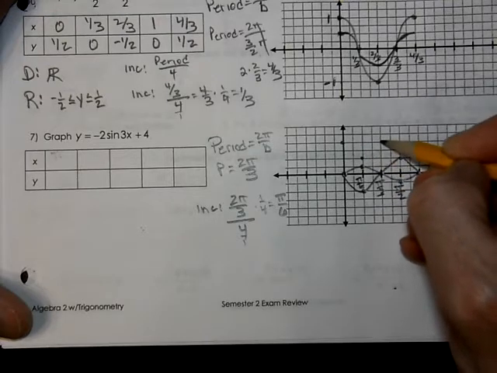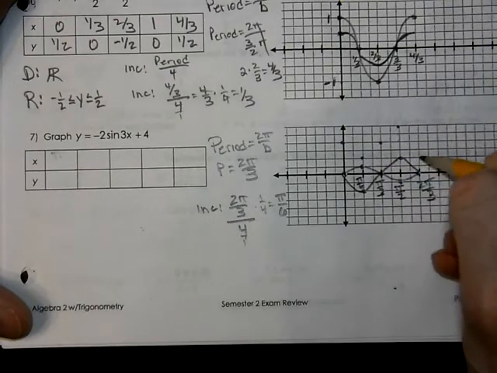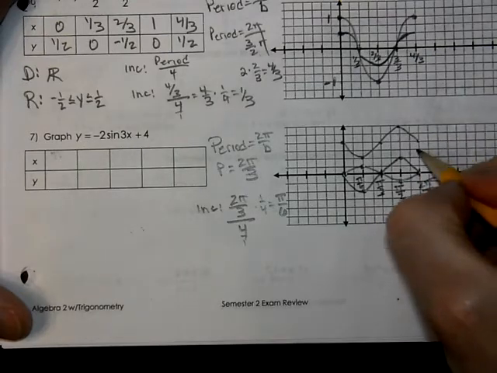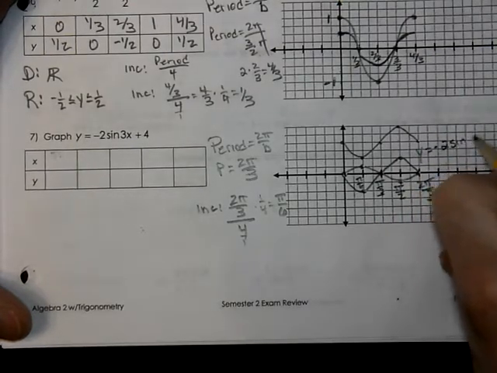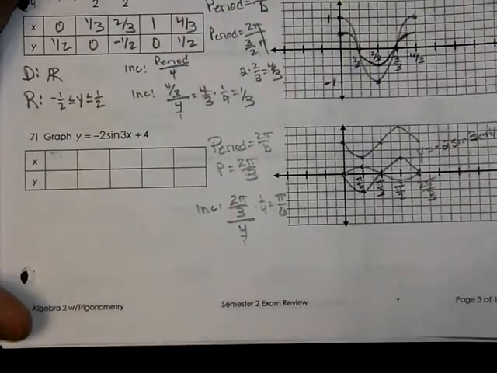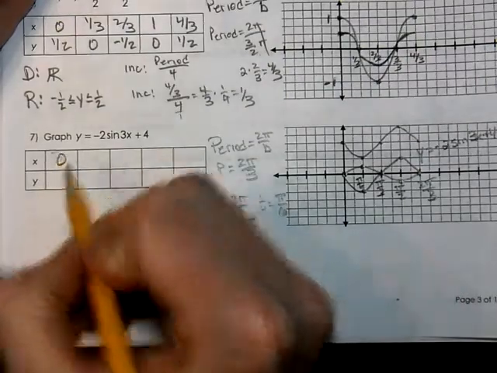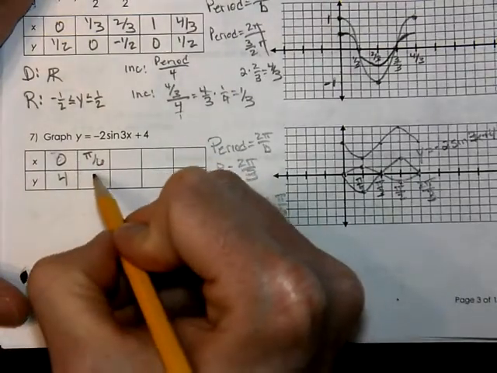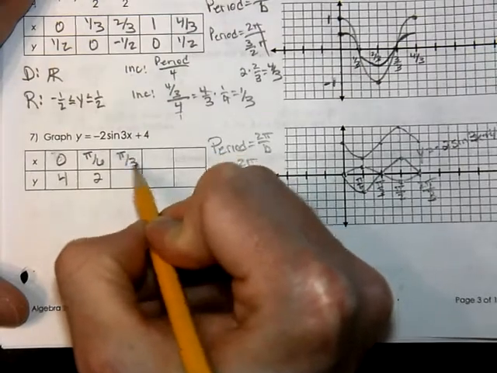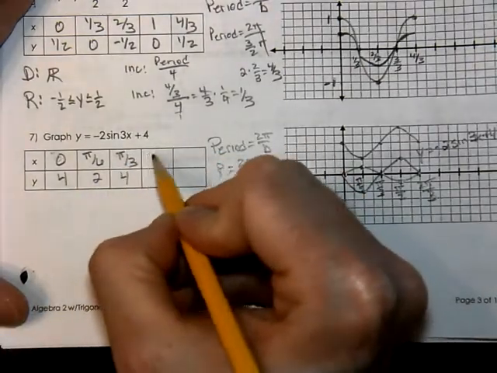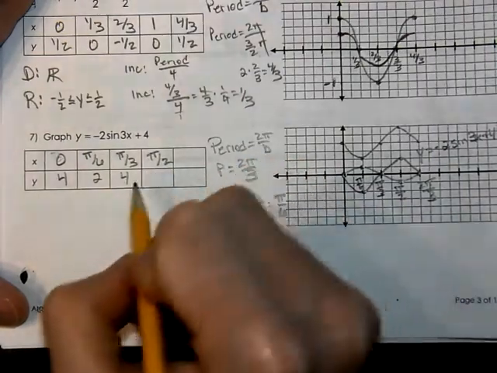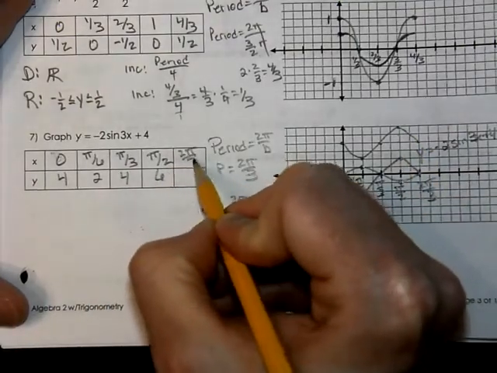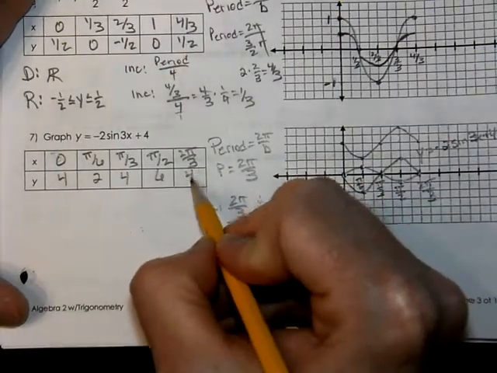Move up by 4, and don't forget we like to write the equation. I'll go back and add the equation for the last graph. So where are we at? At 0, we're up at 4. At pi over 6, we're at 2. At pi over 3, we're up at 4. At pi over 2, we're up at 6. And at 2 pi over 3, we're at 4.